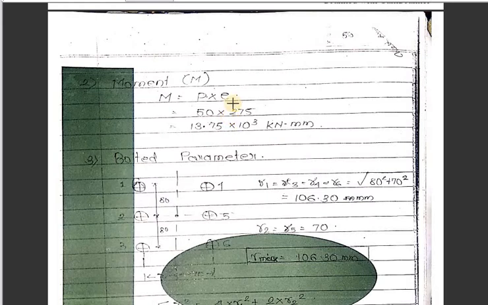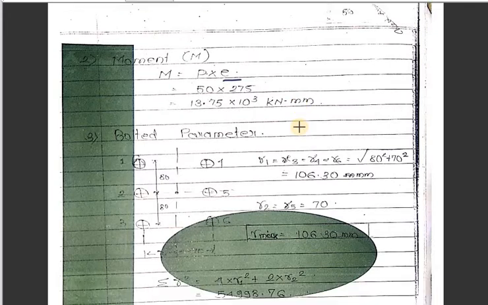So 50 plus 275, it is nothing but 13.75 into 10 to the power 3 kN·m if we are converting this into meters, it will be 13.75. But we are calculating in mm. Why? Because the eccentricity is in mm, so we have taken this in mm. The moment is nothing but 13.75 into 10 to the power 3 kN·mm.